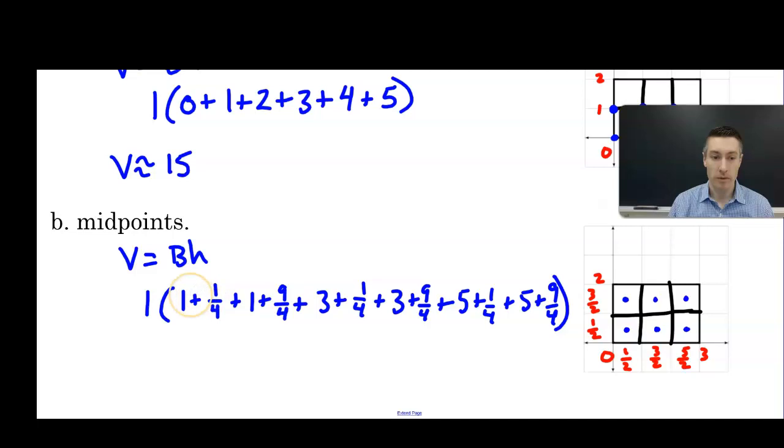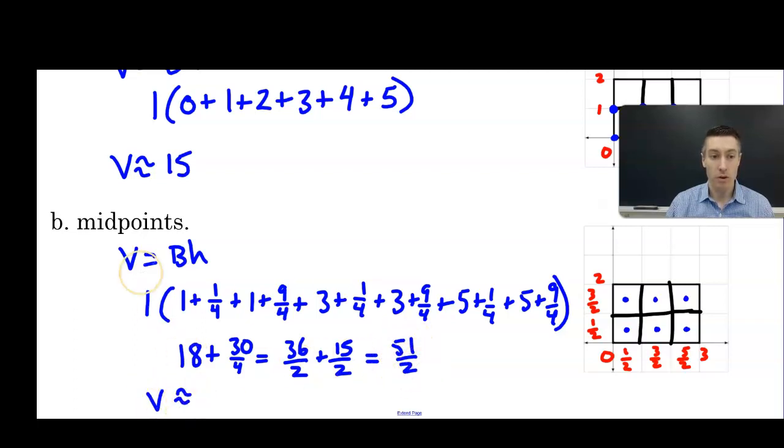So we can simplify. Let's go and add the integers first. So 2, 5, 8 plus 10, so 18. And then 10/4, 10/4, 10/4 will be 30/4. We can reduce that to 15/2, while writing this as 36/2. Plus 15/2. So that is 51/2. So our volume, using the midpoints as the sample points, is approximately 51/2 cubic units.